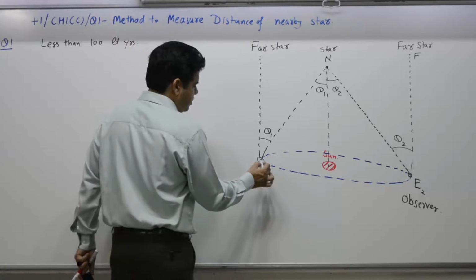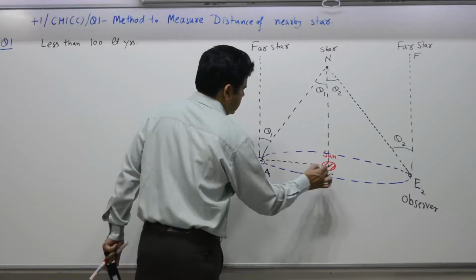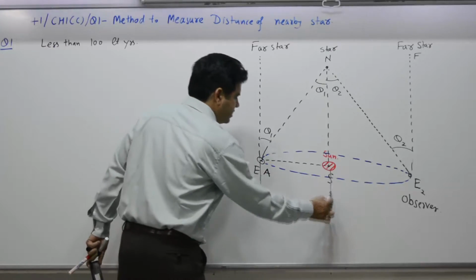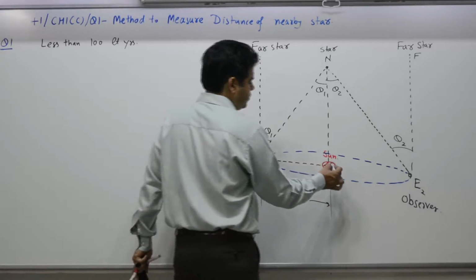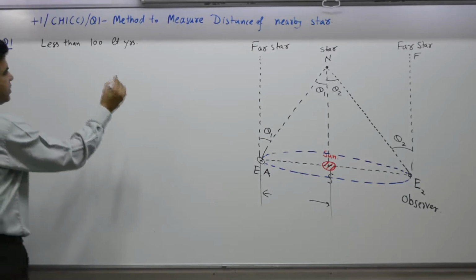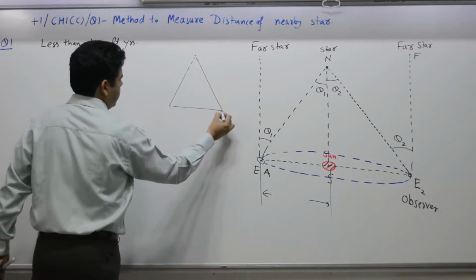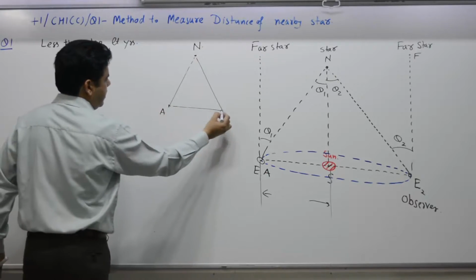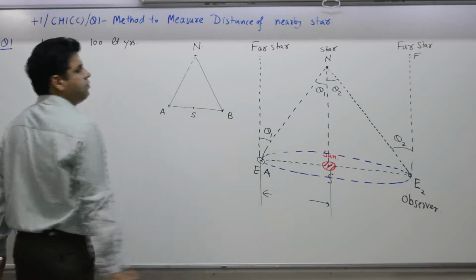Now, let this position be A. This is S. The distance between Earth and Sun, A to S, is 1 astronomical unit. AS is known to you. So in the given triangle, if you redraw this triangle, what you get is N, A, S. Let this point be B.